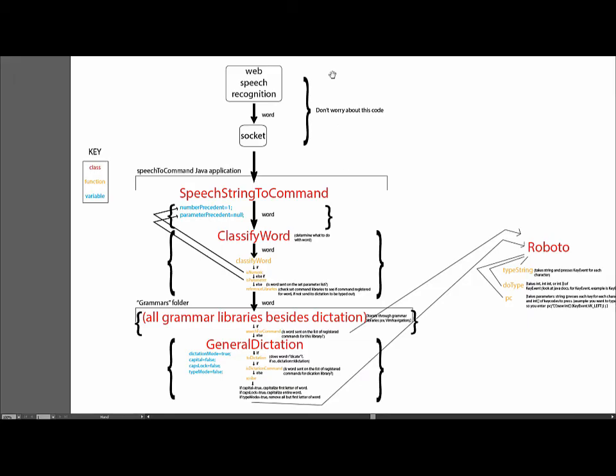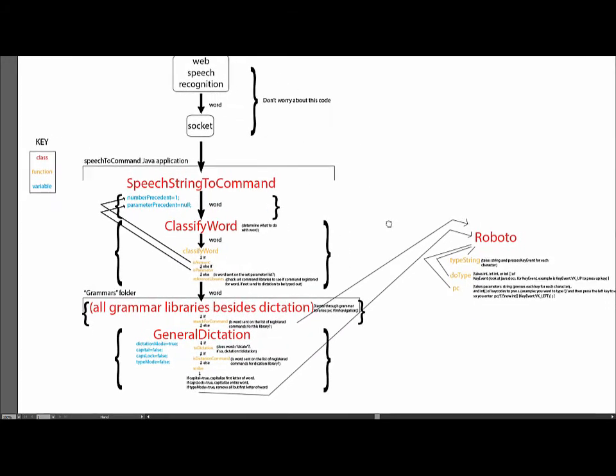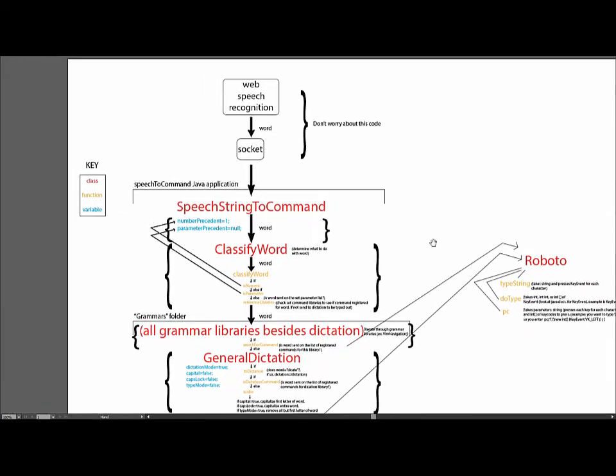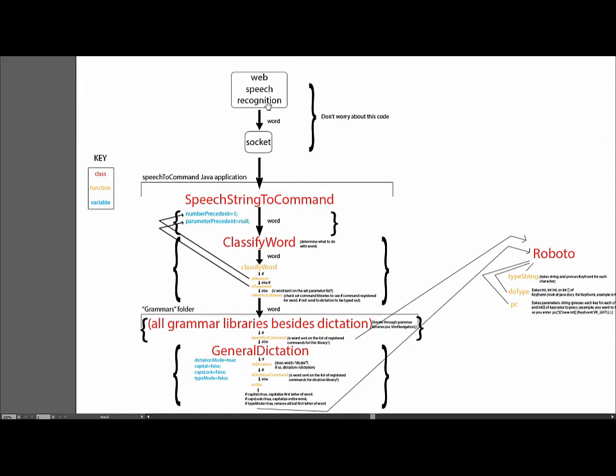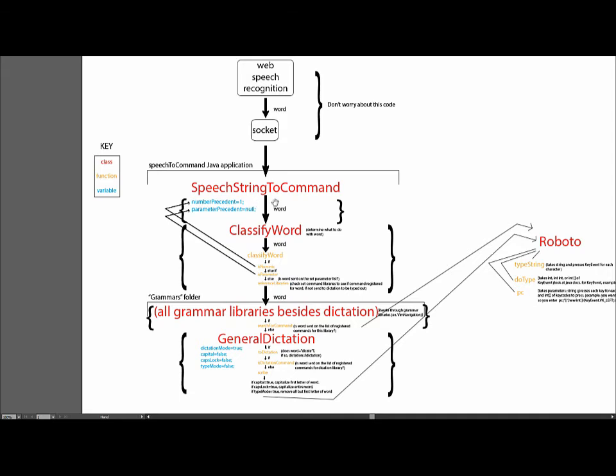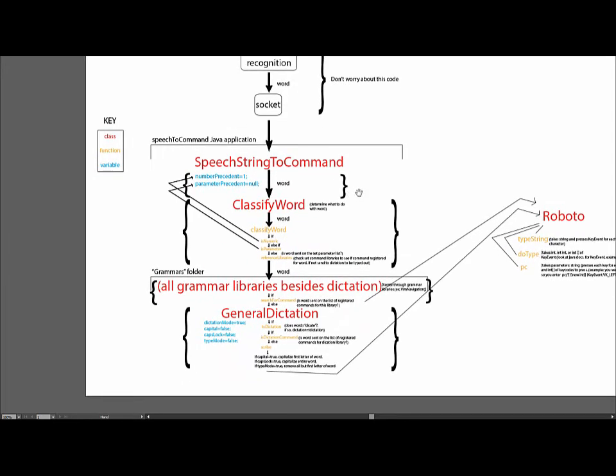Okay, so let's go over the code structure with this code architecture diagram. So red is just the key. Red is a class, blue is a variable, and yellow is a function. So you don't need to worry about this code, but just for your reference, web speech recognition recognizes a word and it sends it to a socket, and the Java desktop application is listening on that socket for the word, and then we handle that word accordingly.